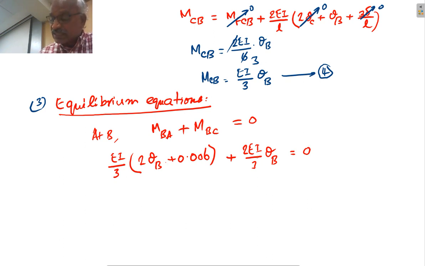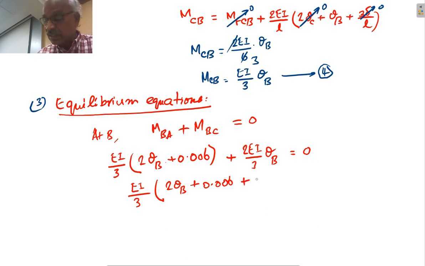Right. Now in both cases, you find EI by 3 is common. So let us take EI by 3 outside. EI by 3 into, here it is 2 theta B in the first term, plus 0.006. Now here EI by 3 we have taken outside, we have 2 theta B here. So plus 2 theta B. This is equal to 0. Or this EI by 3, we can take it to the right hand side. So this will become 0 into 3 by EI.